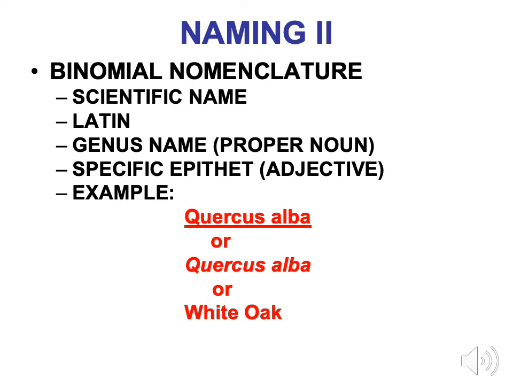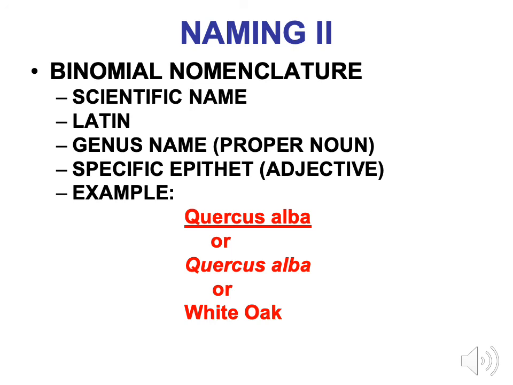It is a descriptor that describes what's going on with the genus name. For example, the word alba in Latin means white. So that is a descriptor for this particular type of oak. Quercus alba is a white oak.